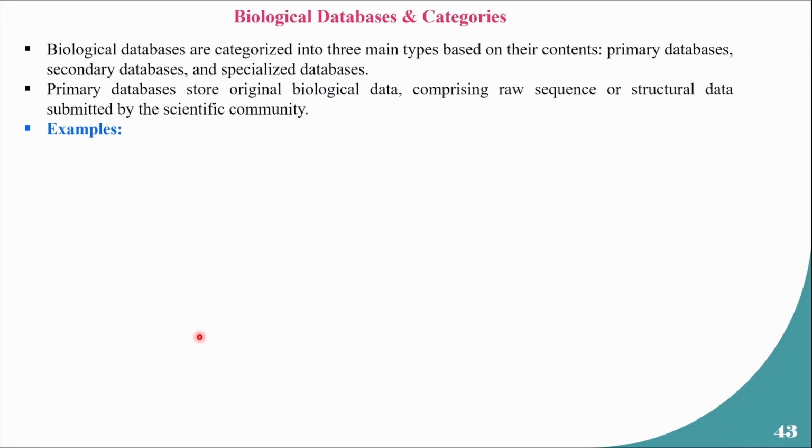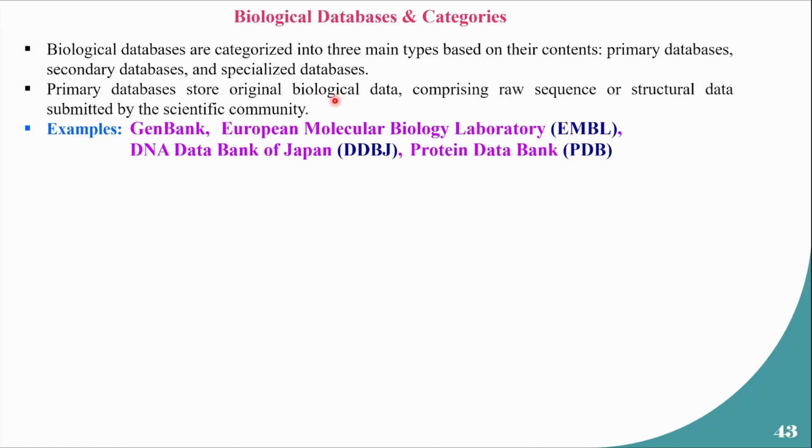For biological databases, we know that they can be classified into three main types. One is primary databases, another is secondary databases, another are specialized databases. Primary databases are basically storing original data, for example, raw sequences or raw structural data that are submitted by the community. If you look at the examples, you will get GenBank, European Molecular Biology Laboratory, EMBL, DDBJ, DNA Data Bank of Japan, as well as Protein Data Bank, which stores the structural data. So these can be classified under the primary databases.